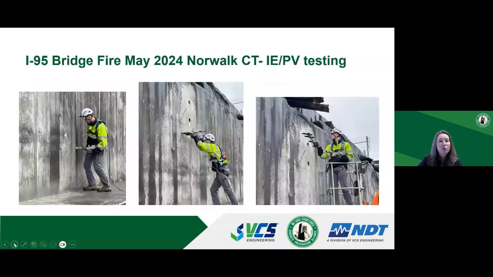And this slide shows impact echo pulse velocity testing. We did testing on a grid throughout the entire abutment, so we could generate what we call heat maps, which are essentially color plots of the condition of the abutment.